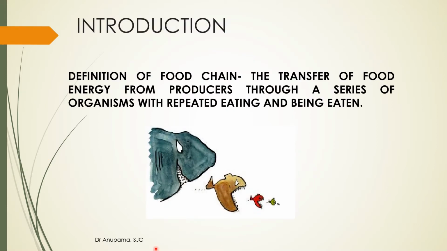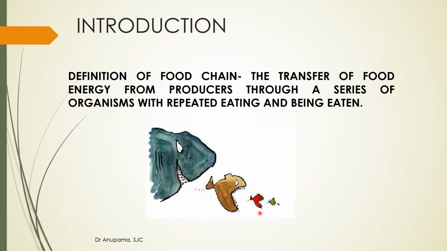Food chain. What is a food chain? The definition goes like this. It is the transfer of food energy from producers through a series of organisms with repeated eating and being eaten. Once again, it is the transfer of food energy from producers through a series of organisms with repeated eating and being eaten.